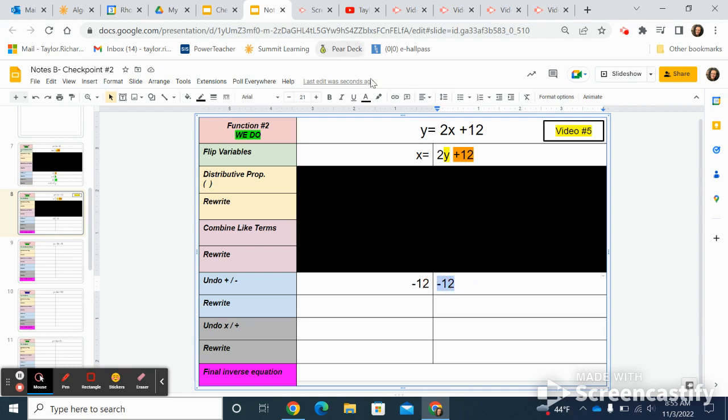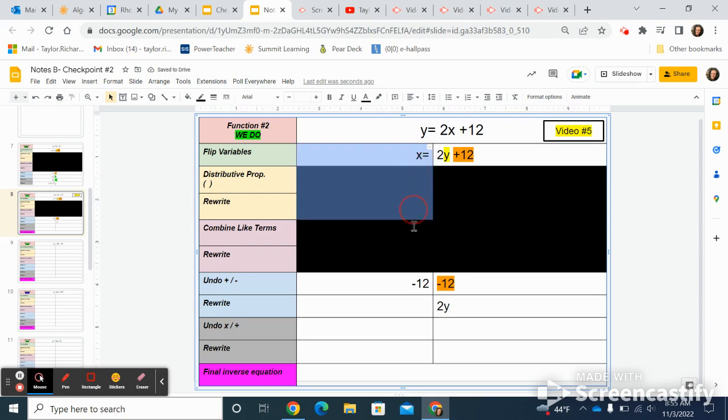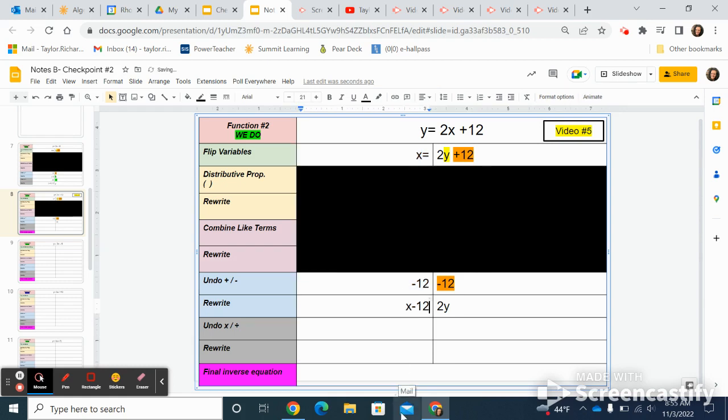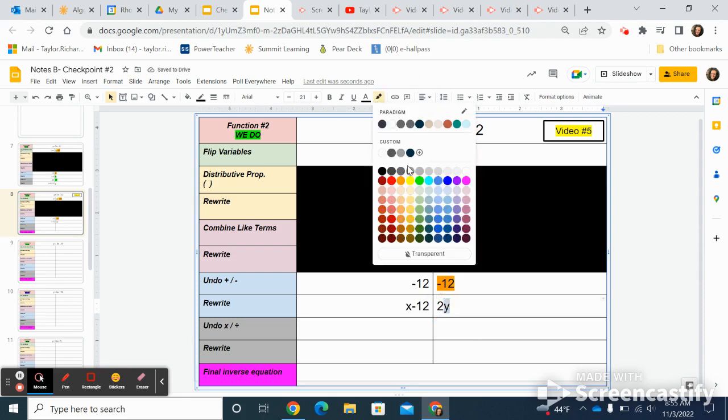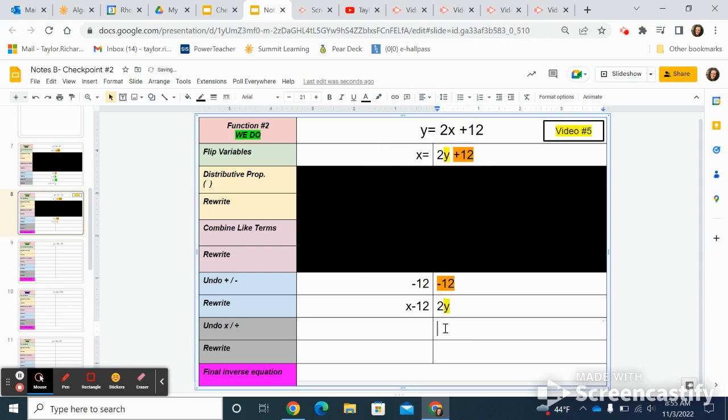So on the right side, that plus 12 and the minus 12 cancel each other out. So I'm going to bring down just the 2y. On the left side, I have an x. I have a minus 12. Remember, again, one's a letter, one's a number, so I can't really put them together. I have to just write it out as is. So x minus 12. I still do not have my y by itself. Y is still attached to 2.